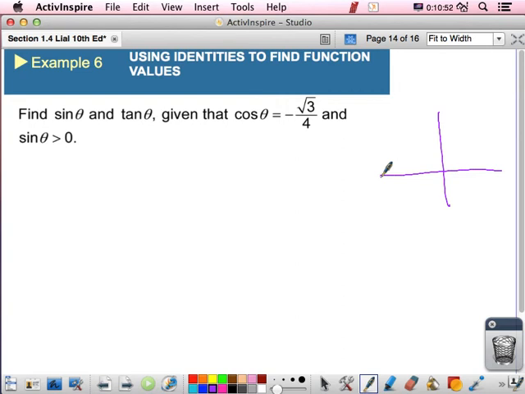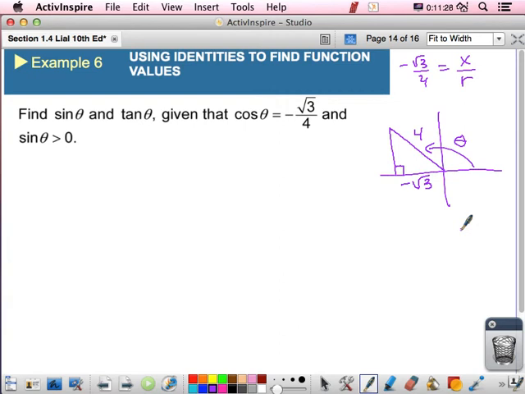If cosine is negative but sine is positive, we're out here in the second quadrant. There's my angle. And I know that cosine is the x value divided by the r value. So I know that negative square root of 3 over 4 is equal to x over r by definition. So that means that the 4 is the r, and the negative square root of 3 is the x, and all I'm missing is the y value. Once I complete that triangle, I can find any of the 6 trig functions that I want. So it'll certainly be easy just to find 2 of them.